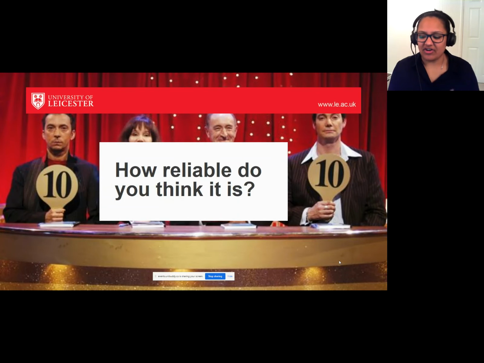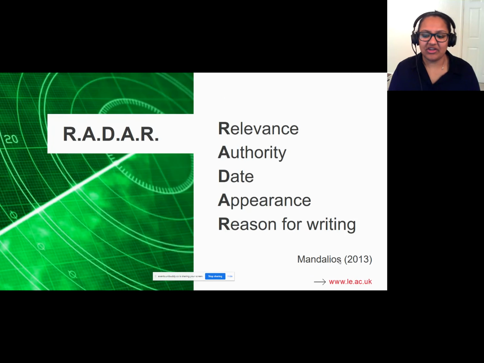But let's think about how reliable that information is. So the information that you are receiving or the information that you are reading can be anything from a social media post to a journal that's been published by a professional body. So you need to think about how reliable the information is that you have used. So this way you can think of RADAR as an acronym.